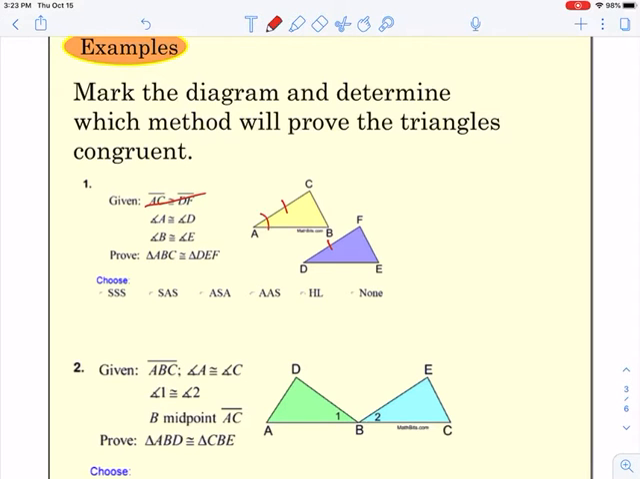I'm also told that angle A is congruent to angle D. Done. And then angle B is congruent to angle E. So again, I'm going to put 2 hash marks through that to show that that's a different angle than angle A. So now I need to decide if I can prove these 2 triangles congruent. Again, I have an angle and a side there. An angle, side is a way to prove them congruent. Right there, angle, side.